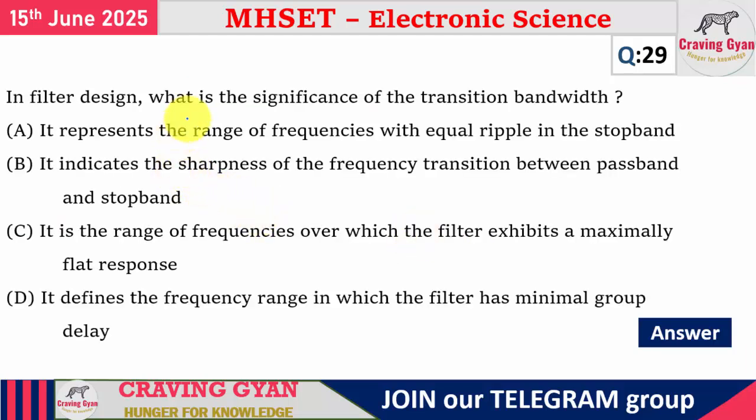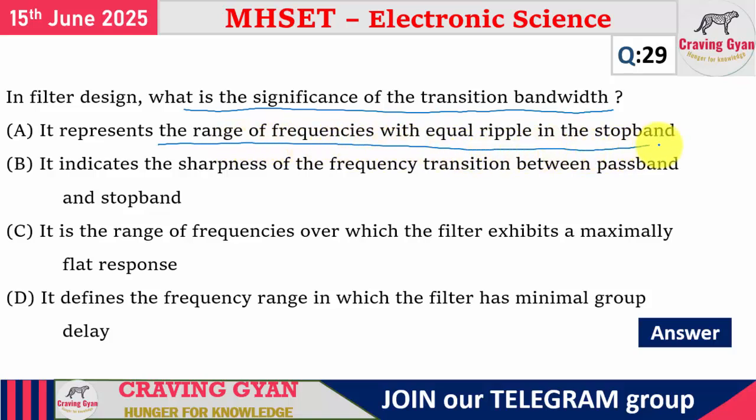29th question: in the case of filter design, what is the significance of a transition bandwidth? Transition bandwidth is from pass band to stop band. The first option, that it represents the range of frequencies with equal ripple in the stop band, is wrong. It indicates the sharpness of the frequency transition between pass band and stop band.